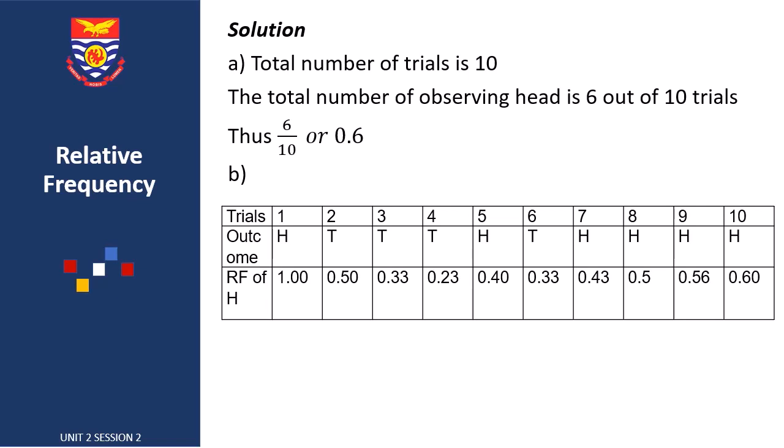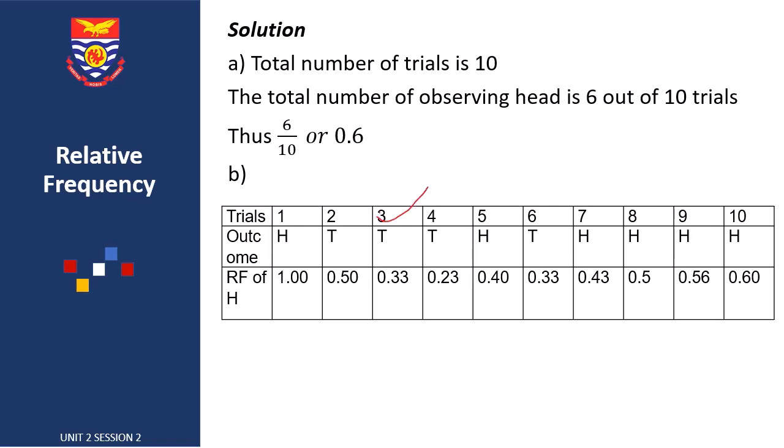But then the B part, the relative frequency for each trial. Picking the first trial, we observe head. And please remember, our interest is head. In the first trial, we have only one trial and we got one head, so our relative frequency will be 1 divided by 1. In the second trial, we have a tail. So far in the 2 trials, we have only one head, out of 2 trials. So our relative frequency will be 1 out of 2, that is 0.5.